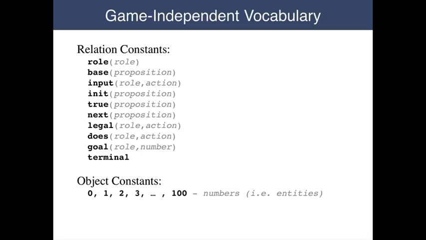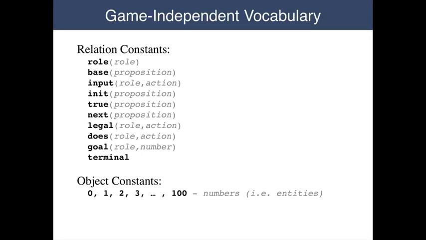Does of R and A means that the player performs action A in the current state. Again, we'll see how that works out later. Next of P means that the proposition P is true in the next state, the one after the current state. Legal of R and A means that it's legal for role R to play action A in the current state. Goal of R and N means that the player in the current state has utility N. Terminal means that the current state is a terminal state. The game is over.